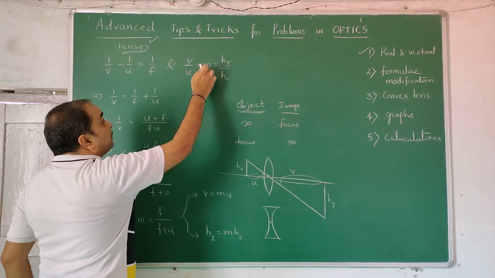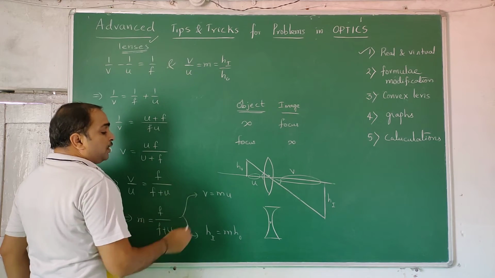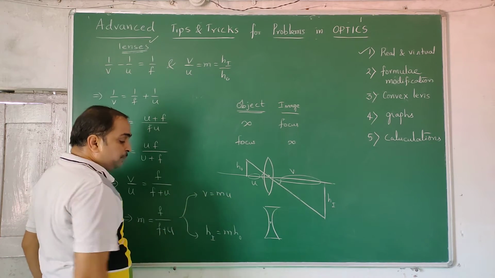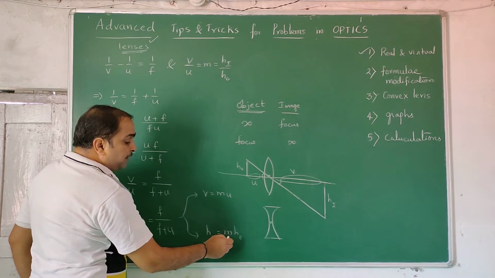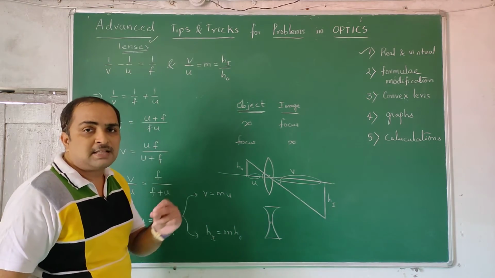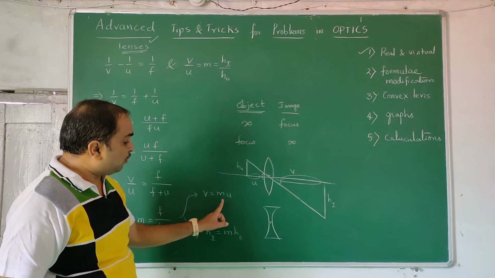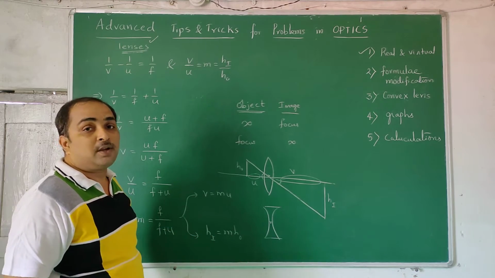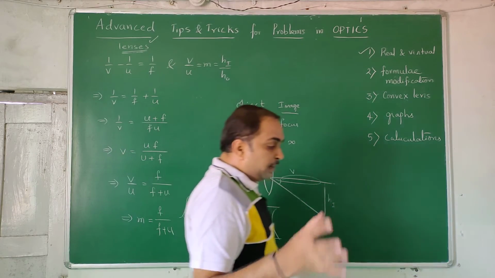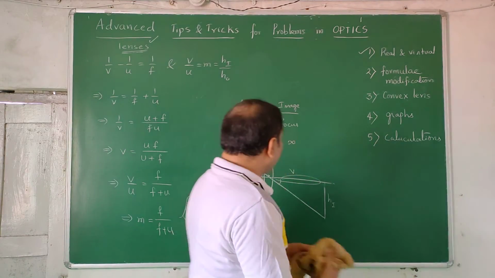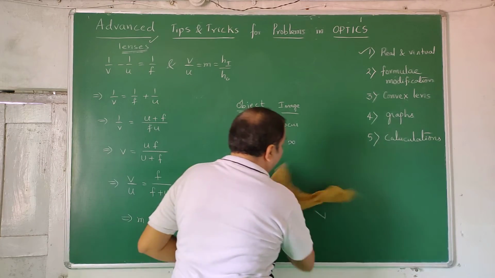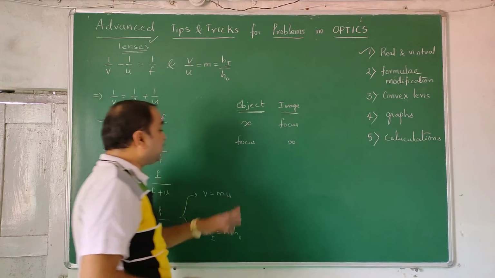V is equal to m times U, by cross multiplying. Image distance is equal to magnification times object distance. Image height is equal to magnification times object height. This answer will come very quickly. That means you have to find just one quantity, m. Other things are very quick to find because it contains four pieces of information. For the time being, let us not get confused by that.